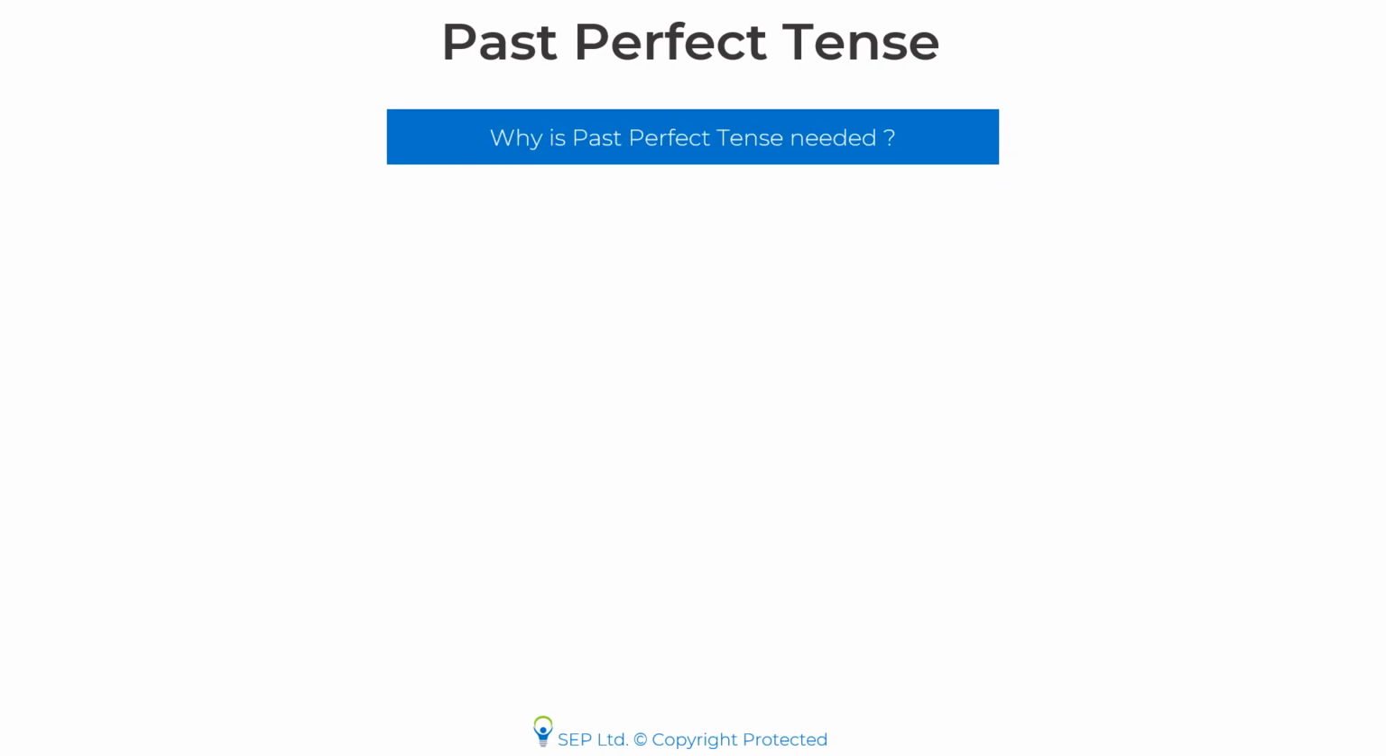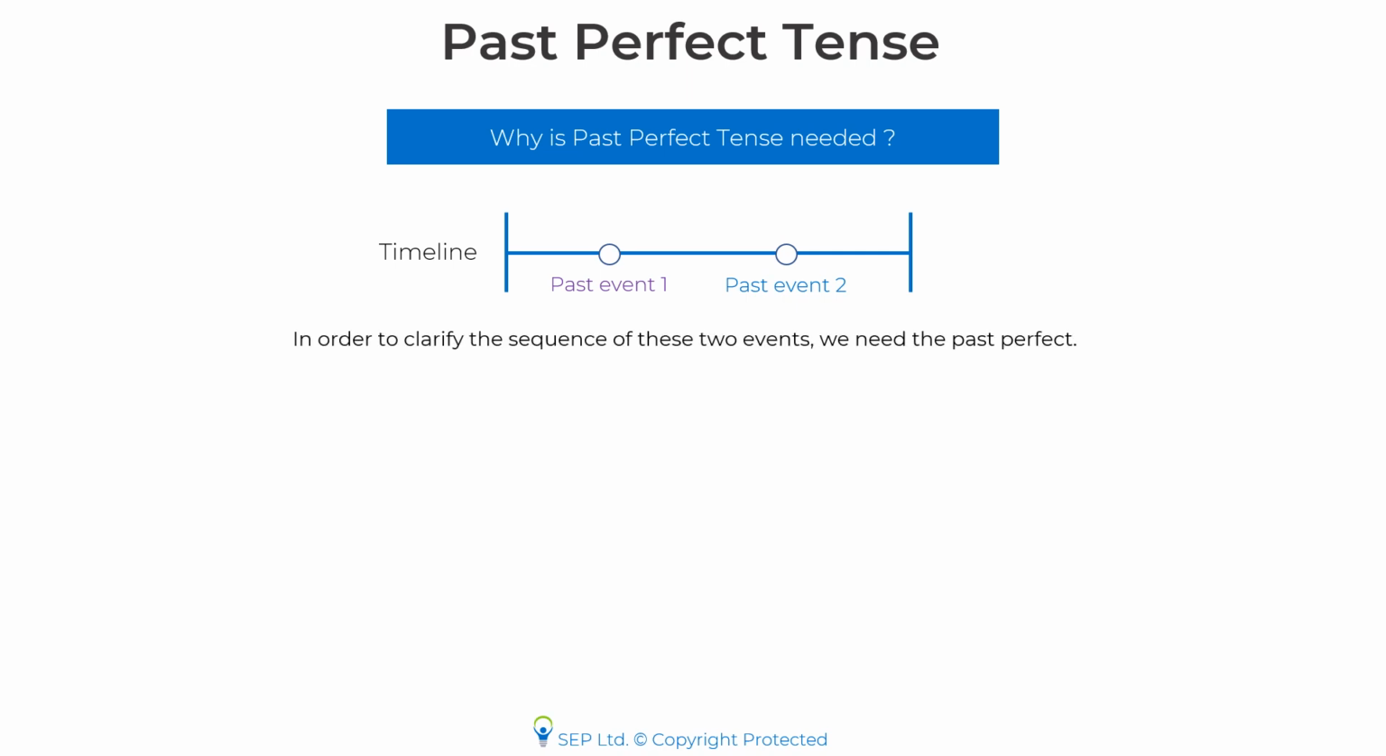To answer the question why past perfect tense is needed, we will take the help of the following timeline. Now, if we have one past event, an event that took place in the past, we can use the simple past. However, what if we have two events and both took place in the past? How do we then represent which of these two events happened first and which happened next, if they happen in a sequence? And this is where we need the help of the past perfect.